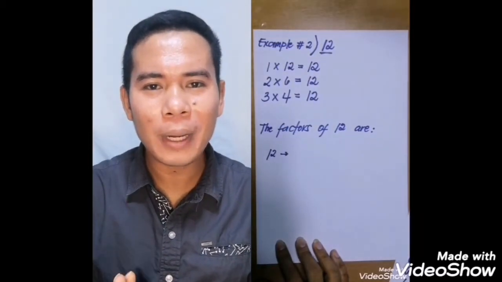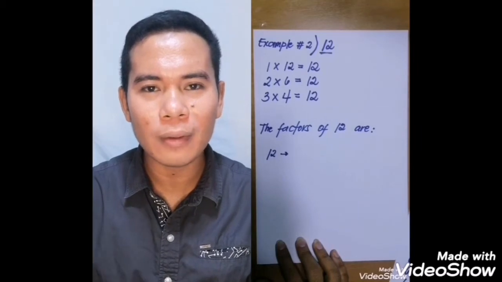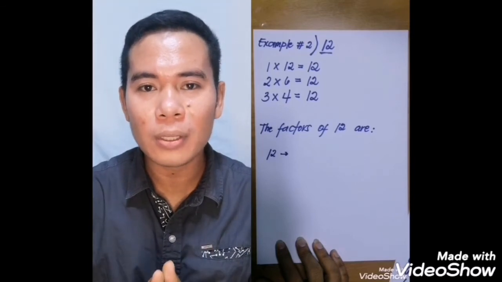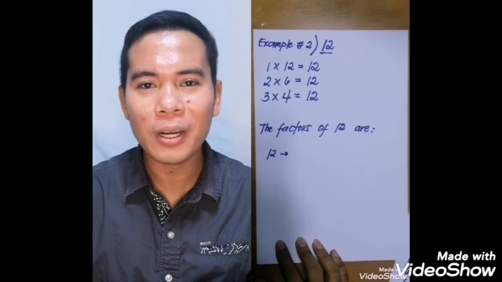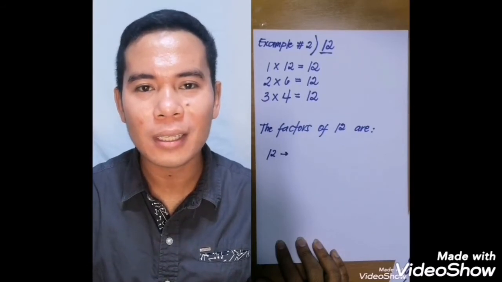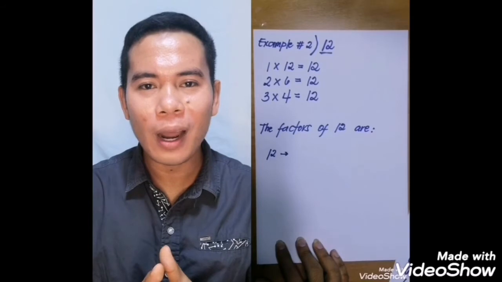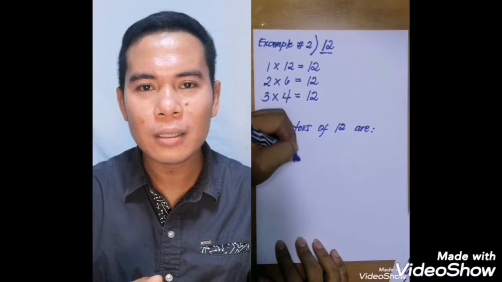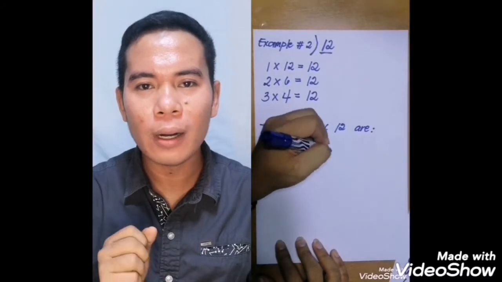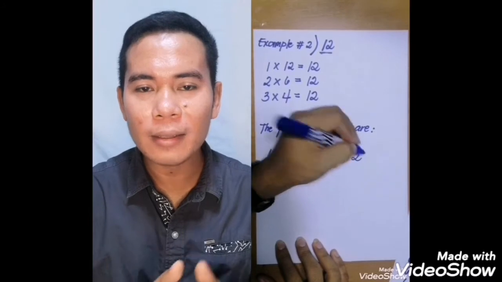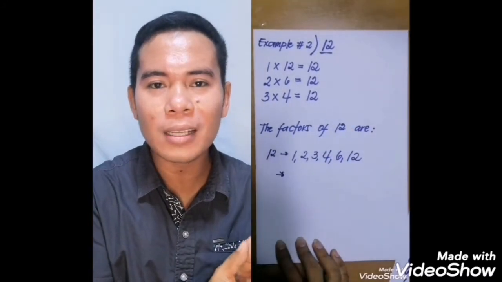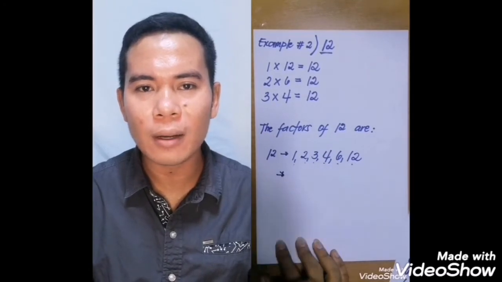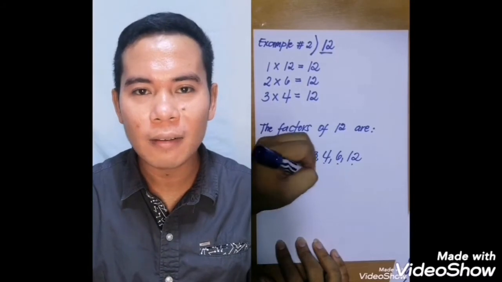Are there other pairs of numbers that when multiplied will give us 12? Take note, when we say numbers here, we are referring to whole numbers only. Okay, no more other pairs of numbers. So therefore, I can say that the factors of 12 are 1, 2, 3, 4, 6, and 12. And 12 has how many factors? Let's count: 1, 2, 3, 4, 5, 6. Okay, 12 has 6 factors.